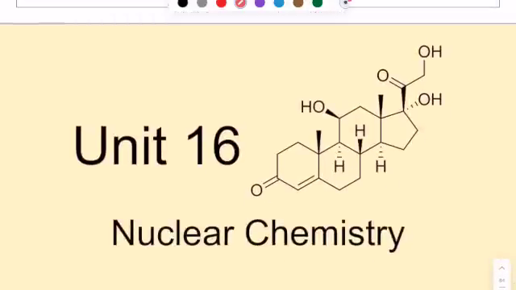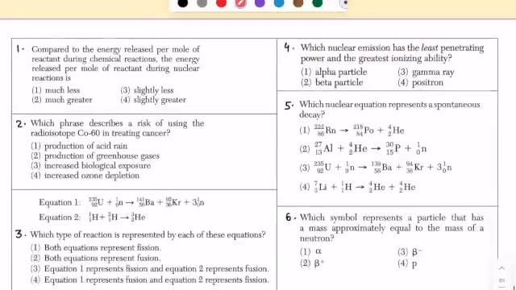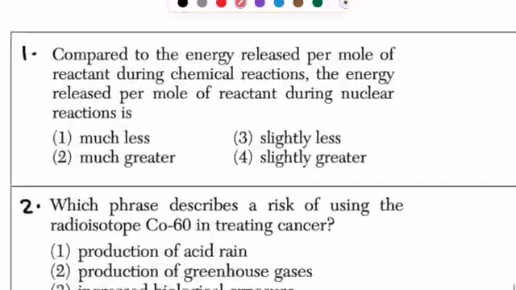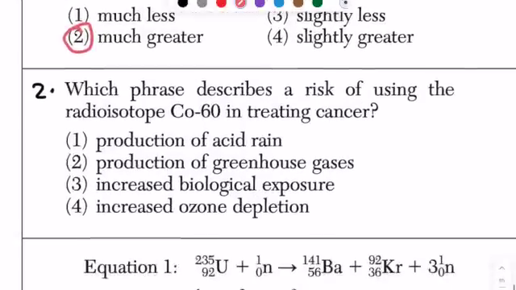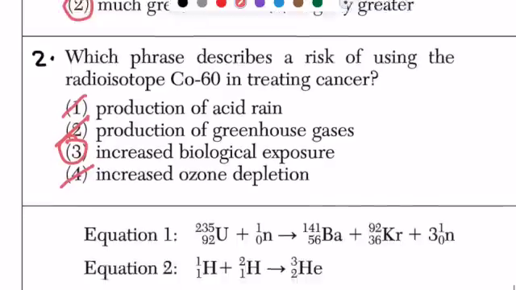Right. Finally, let's talk about nuclear chemistry. Compared to the energy that is released per mole of reactant during chemical reactions, nuclear reactions produce much greater energy. Which phrase describes a risk of using the radioisotope cobalt-60 in treating cancer? Production of acid rain or greenhouse gases have nothing to do with treating cancer. Ozone depletion also has nothing to do with treating cancer. So it's just increased biological exposure.